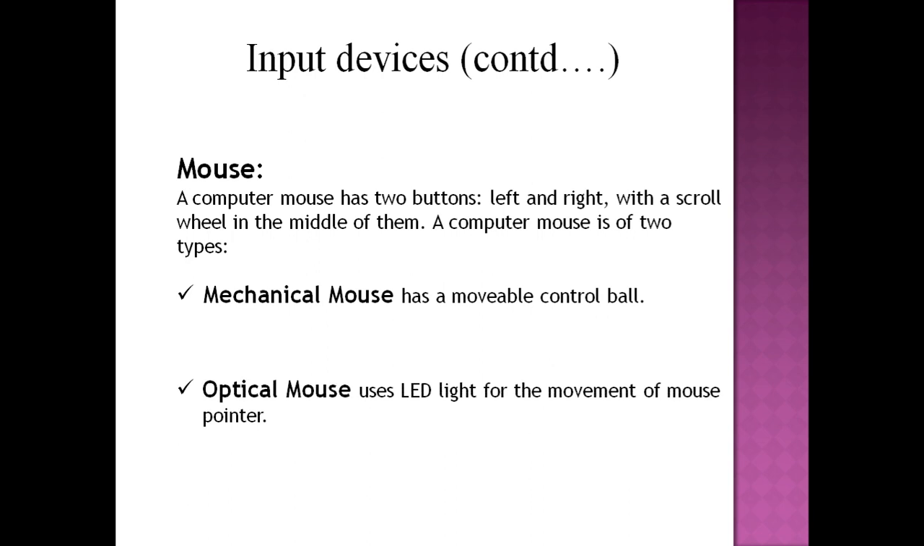The second type of mouse is the optical mouse, which uses LED light for the movement of the mouse pointer. It does not have any moving part, unlike a mechanical mouse.